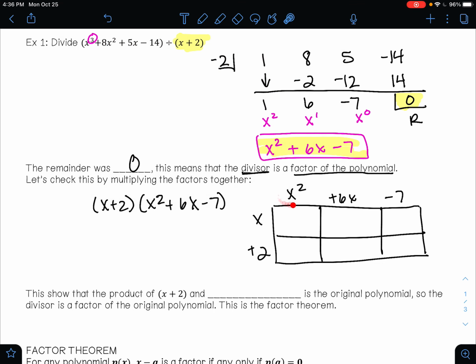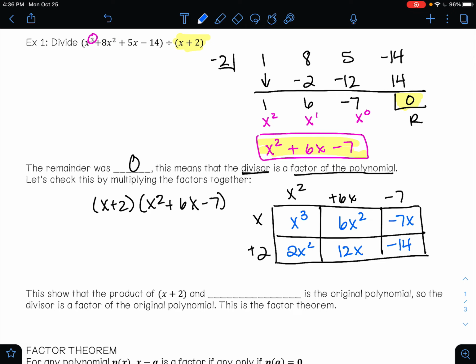X times x squared is x cubed. X times 6x is 6x squared. X times negative 7 is negative 7x. 2 times x squared is 2x squared. 2 times 6x is 12x. And 2 times negative 7 is negative 14.